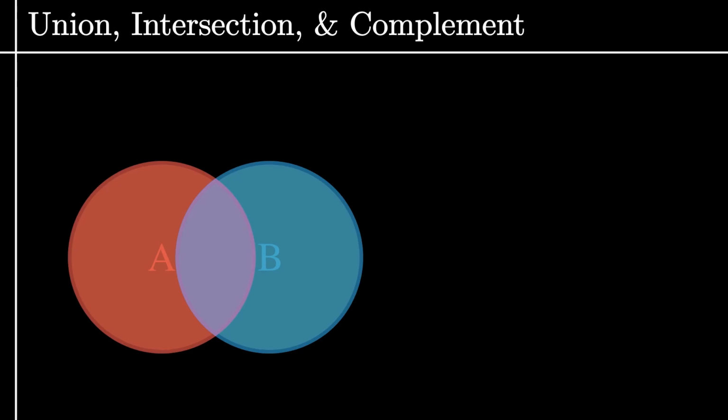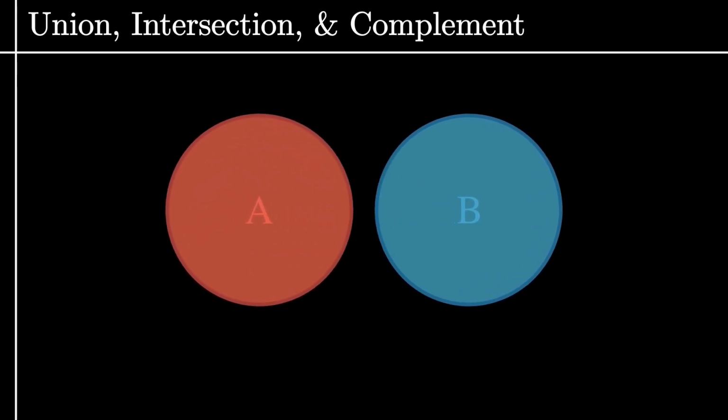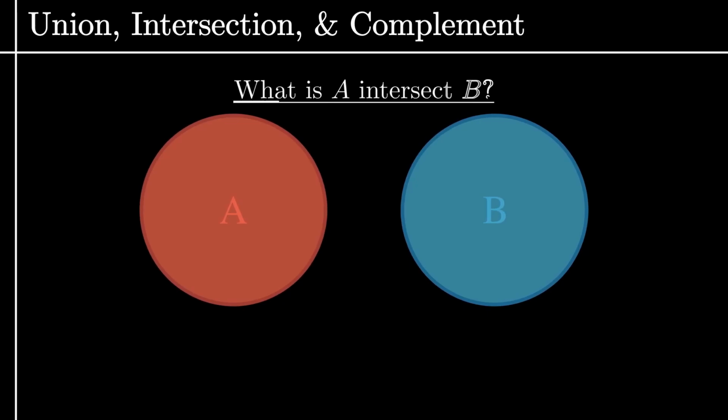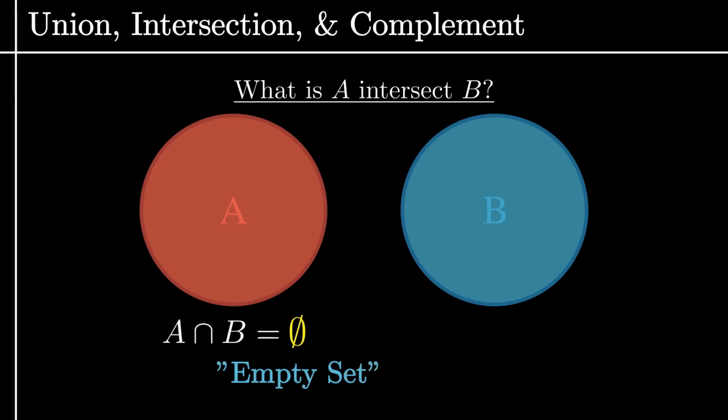Now, if we move these sets apart so that they don't share an overlap, what would their intersection be? Pause if you'd like to think about it. Well, because there are no elements which are in both A and B, their intersection has to be a set which contains no elements. This set actually has a special denotation, and it's called the empty set. When the intersection of two sets is this special set, we call A and B disjoint.